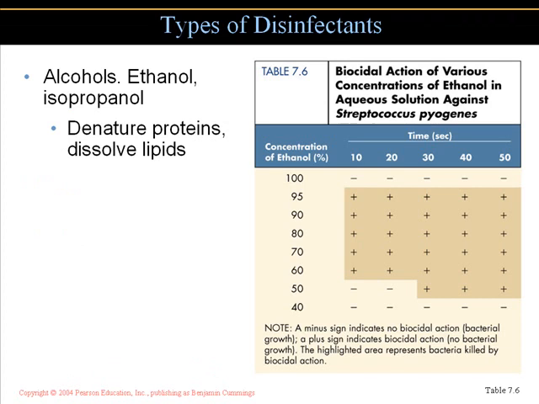Just an overview again, this table is taken out of your book. Alcohols, ethanol, isopropanol, denature proteins. Again, if you denature proteins, you take them out of their quaternary, tertiary structures, then they are no longer effective. You'll see also alcohols can be used to denature lipids. Lipids are located where? In the plasma membrane around microorganisms. Denature or dissolve the lipids, you've destroyed the cell membrane. You've opened up the environment on the inside of that microorganism to the outside environment. You kill that organism.